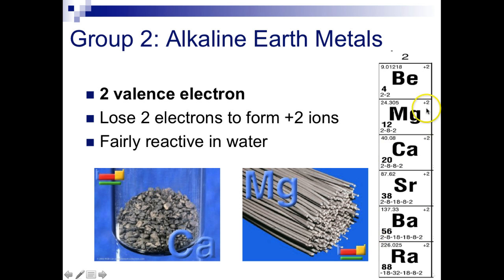Group 2 are the alkaline earth metals. They have 2 valence electrons, and when they lose those 2 valence electrons, they will form +2 ions. They are not as reactive in water, but still the reactivity will increase as we go down the group.